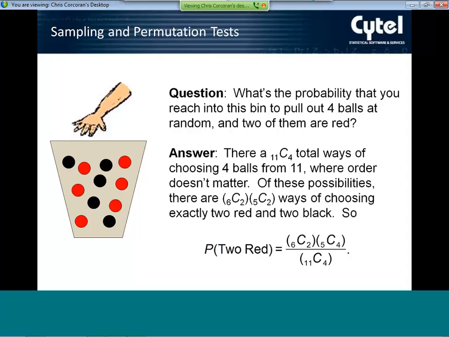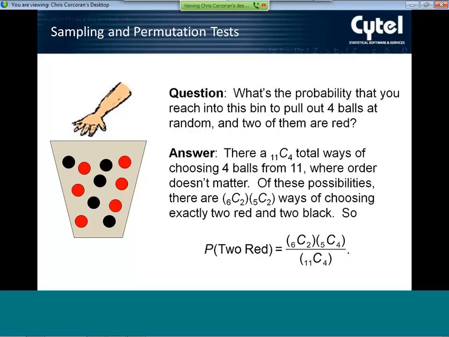Where does this come from? Well, the fundamental question has to do with what we call the hypergeometric distribution. So in other words, if I present you with this bin that contains some red balls and some black, here in this bin specifically we see 5 black and 6 red, and I ask you to reach into this bin and pull out 4 balls, the question here is, what's the probability that 2 of those will be red?